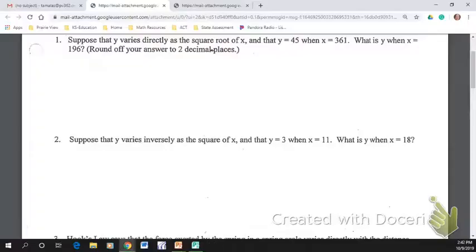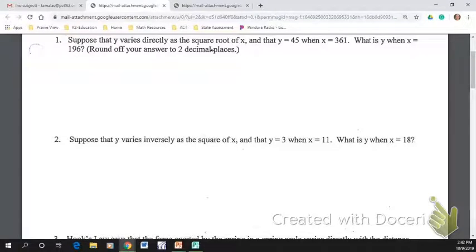So that being said, let's look at this first problem. Would you divide 45 by 361? Could you tell me why? Well, first thing you do is set up an equation, but it's close to that, yes. It says, suppose that y varies directly as the square root of x. Well, on that last page I just showed you, we had your total pay vary directly as the hours you worked, right? Your pay at the end of the week varied directly with the hours that you work.